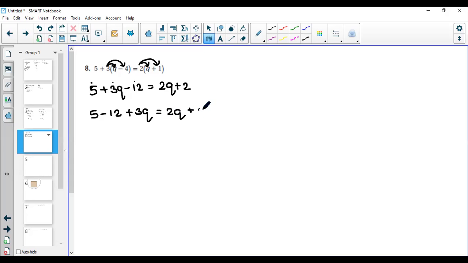Now again, you might be wondering, why did the 12 not change? Why did the 12 not become positive? It did not become positive because we did not move it to the other side of the equal sign. It's on the same side. I'm only arranging it so that it will be easy for us to solve. That's all. So 5 minus 12 will give me negative 7 plus 3q equals 2q plus 2. Now this is the equation we are going to solve. So what's the rule? Keep the variables on one side and move the numbers to the other one. 2q minus 2q.